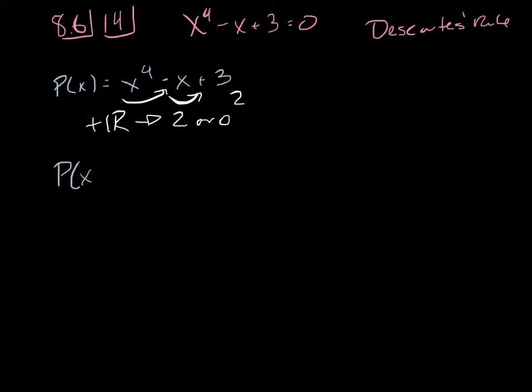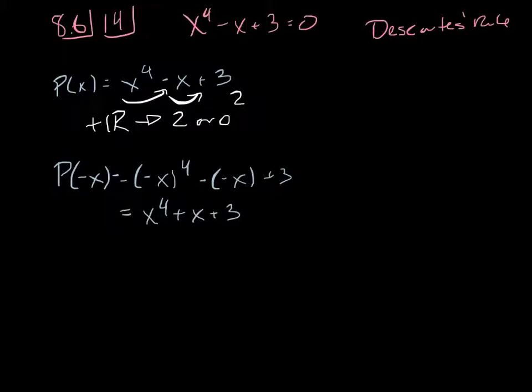Now P of negative x. P of negative x makes it negative x to the fourth minus a negative x plus 3. So that makes it x to the fourth plus x plus 3. In this particular case, P of negative x talks about negative real numbers. Since we go positive, positive, positive, there are 0 sign changes. So that means there are 0 negative real roots.